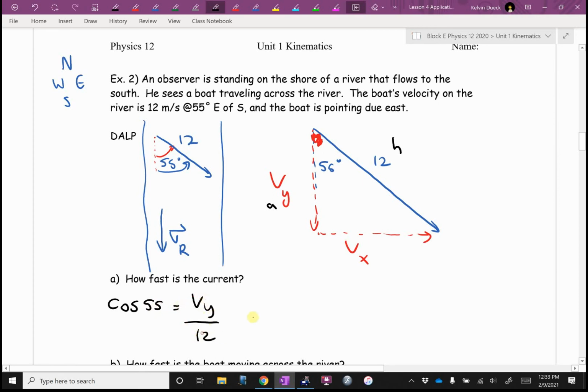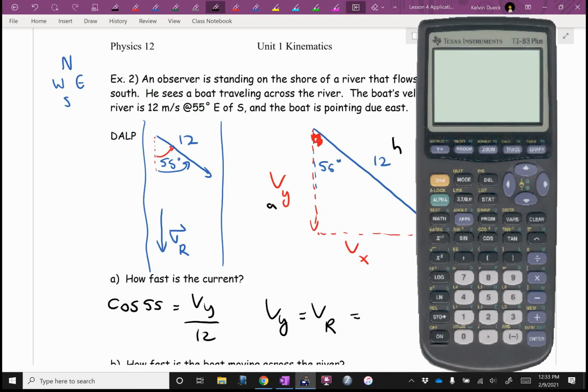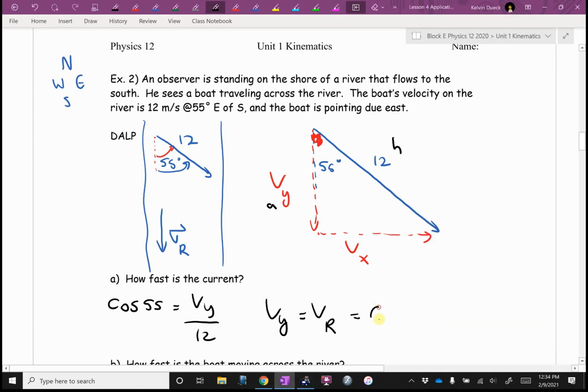VY over 12. VY, which, Manchand, you're right, is VR, the river. How would I get the VY? Oh, 12 times cos 55. You get 6.883, probably a good place to round off, right in front of that 9. Am I wrong? I'm seeing nods. Okay, 6.883. Again, I strongly encourage you to follow along on your calculator.